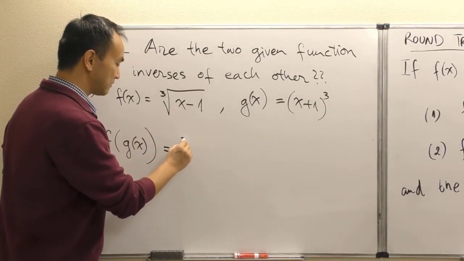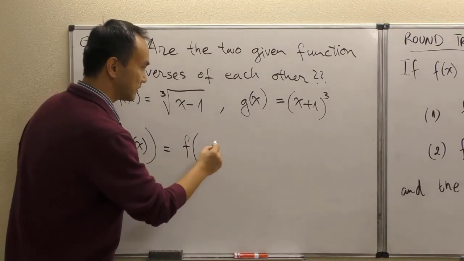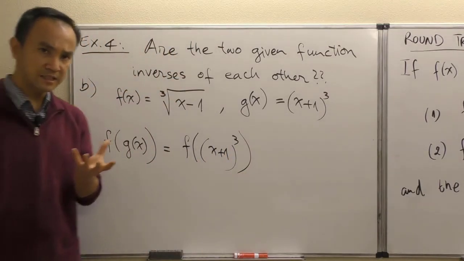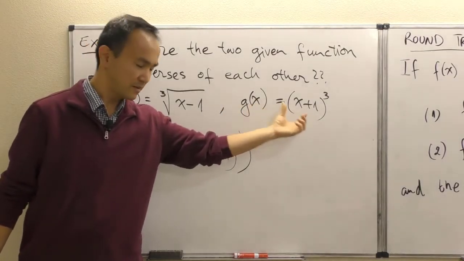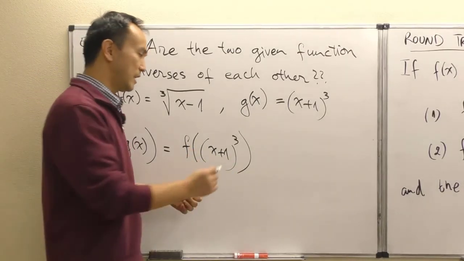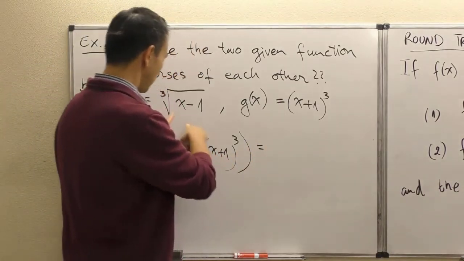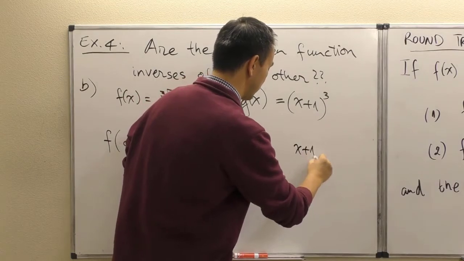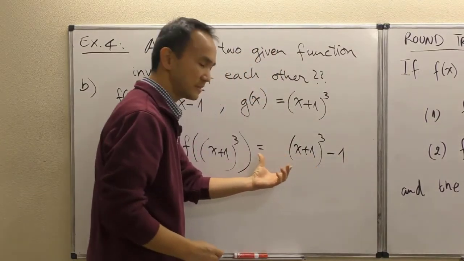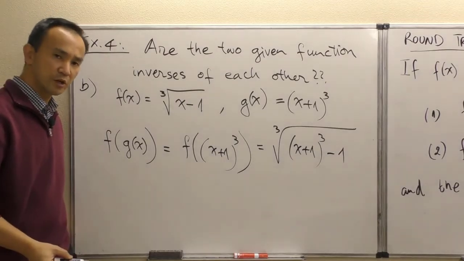So that means from what it says here, this is f of x plus 1 cubed. I take the entire expression that g represents and put that inside my function f as an input. The rule of f says for every input, we're going to subtract 1, and we're going to take the cube root over all.